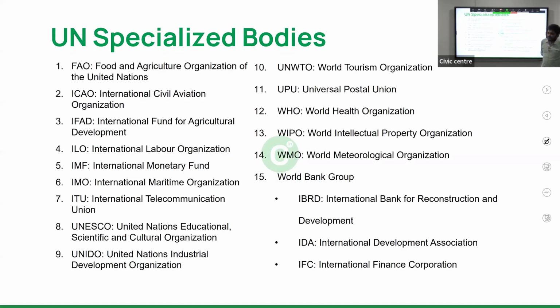These are known as specialized organizations. What you have to remember is their headquarters. That's it. How to remember? There are 15, but if you split the World Bank group into three, it becomes 17. Some places you might read 17, some places 15. Otherwise, it is known as 15. If anything is related to agriculture, remember it is located in Rome. If you are confused, go for Geneva.